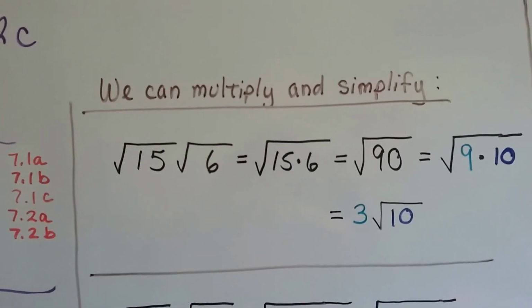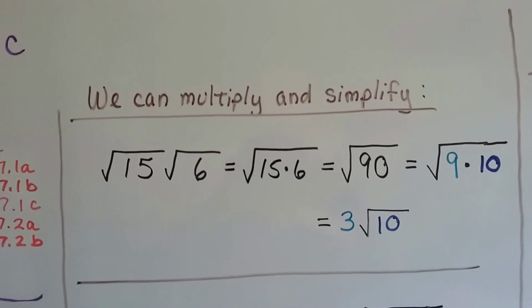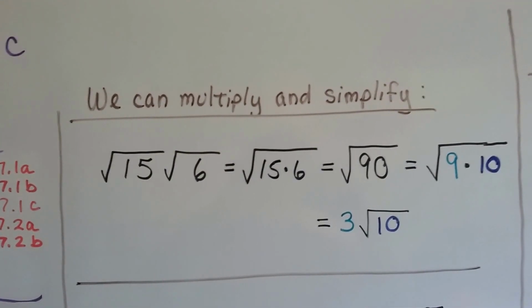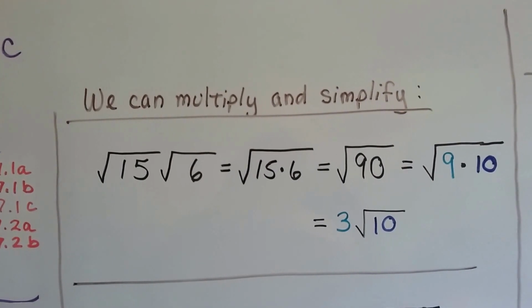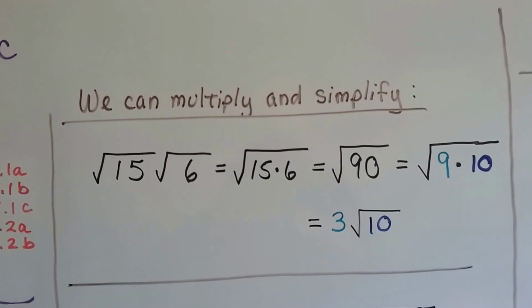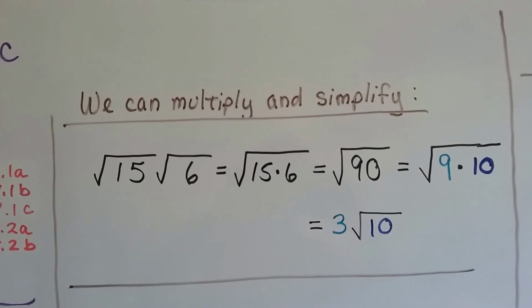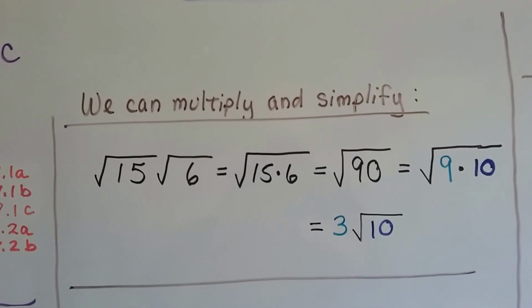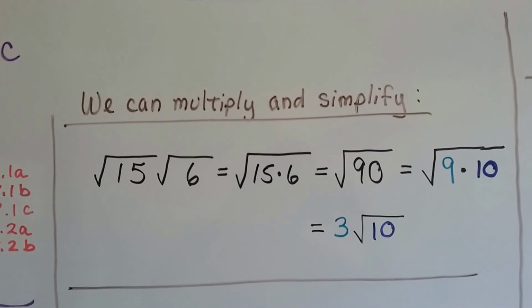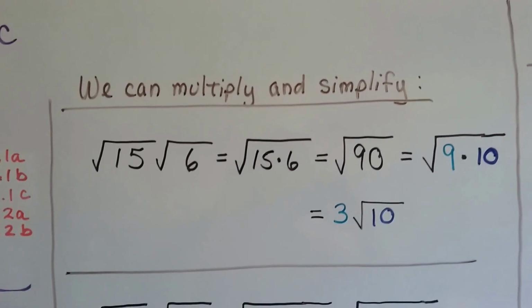So we can multiply and simplify. We've got the square root of 15 times the square root of 6. It's going to equal the square root of 15 times 6. We multiply 15 and 6 and get the square root of 90. That 90 can be factored into a 9 and a 10, and the 9 is a 3 times 3, so we can pull that out as a perfect square and get 3 times the square root of 10.